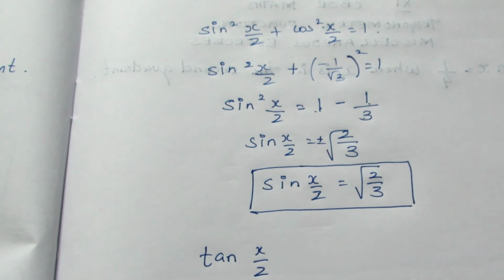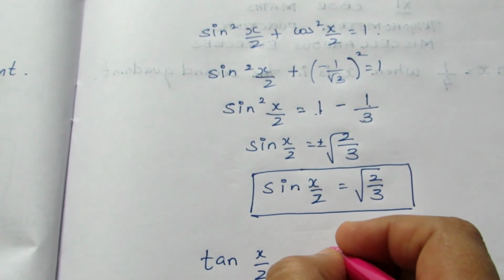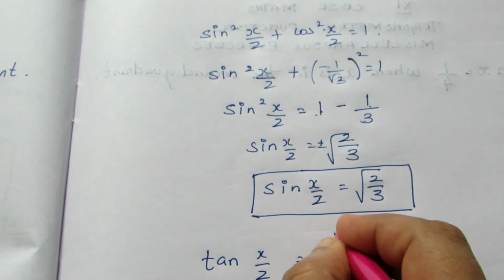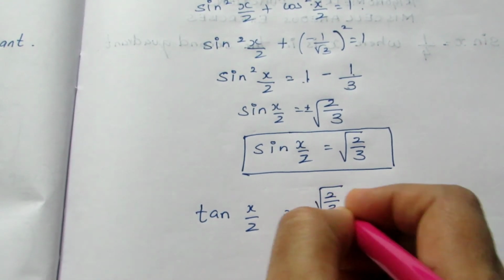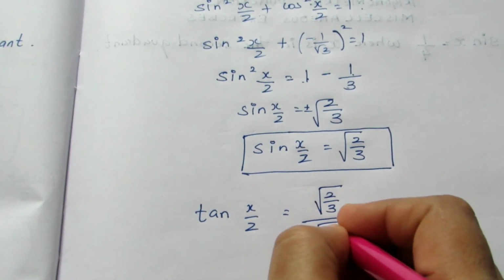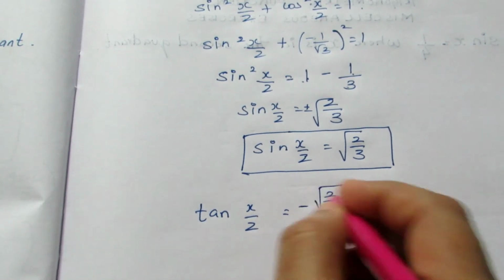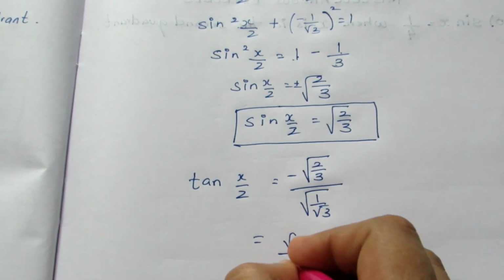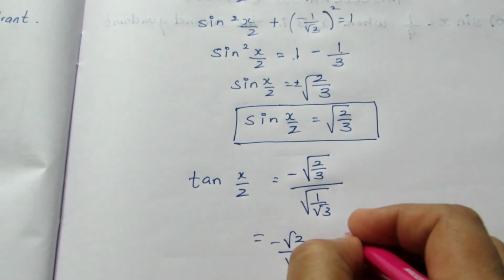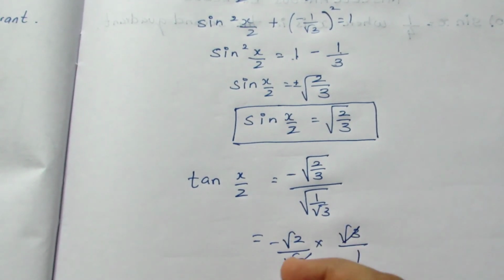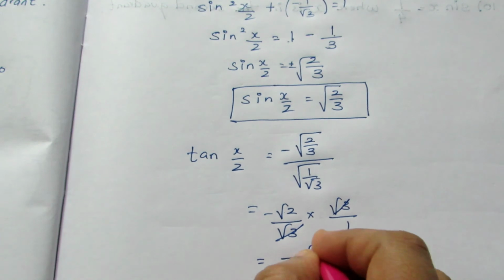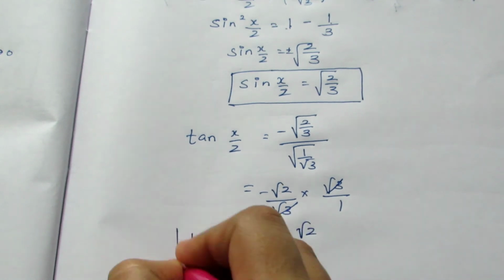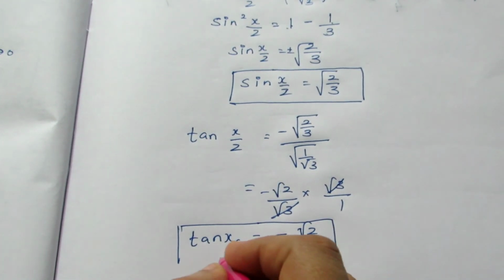We know the value of sine x by 2 and cos x by 2. So tan is nothing but sine by cos. Let me solve and show you. Here it becomes root 2 by root 3 divided by 1 by root 3. It is in the second quadrant, so tan will be negative. Root 3 gets cancelled, or otherwise you can write it separately: root 2 by root 3 into, taking the reciprocal, root 3 by 1. Root 3 gets cancelled and it becomes minus root 2 by 1, which you can write as minus root 2 itself. So the value of tan is minus root 2.